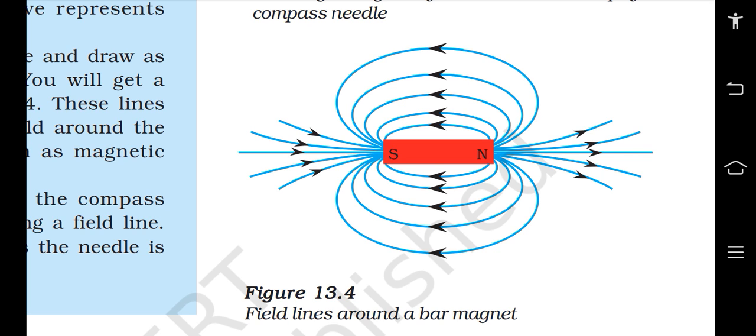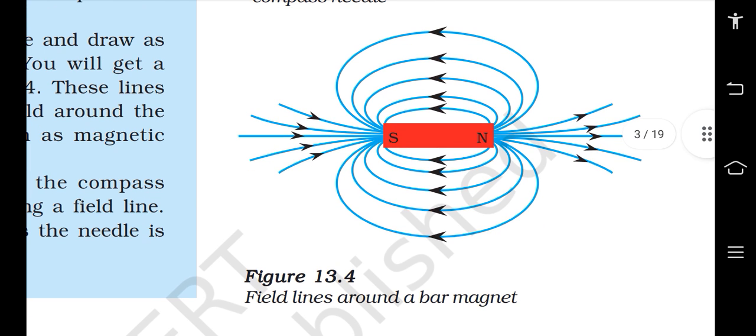And the third point is the strength of the magnetism, that is always related to the closeness of the magnetic field lines. Here you can see more and more magnetic field lines at both poles. At the north pole, more magnetic field lines are closer, and in the same way at the south pole also, more magnetic field lines are closer. Where more magnetic field lines are closer, there will be more magnetism. Okay, so I told 3 points related to magnetic field lines.